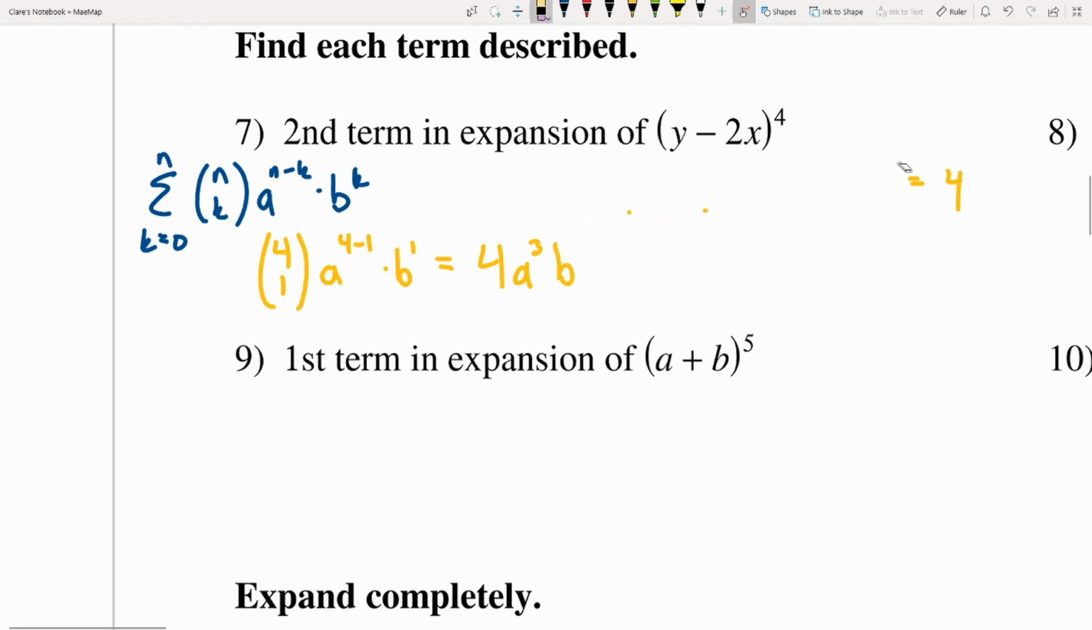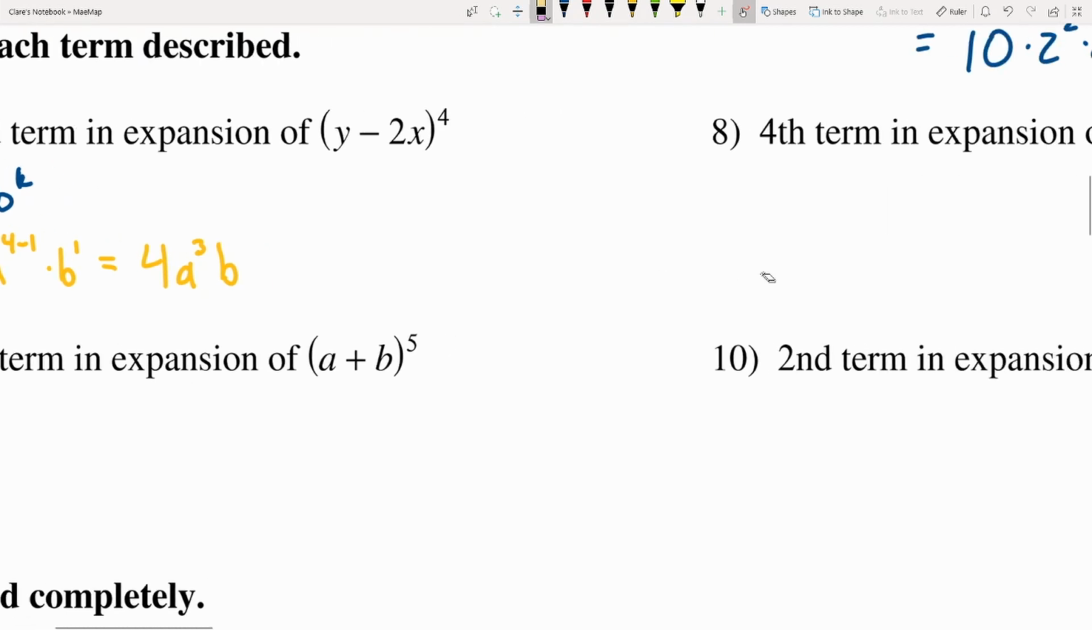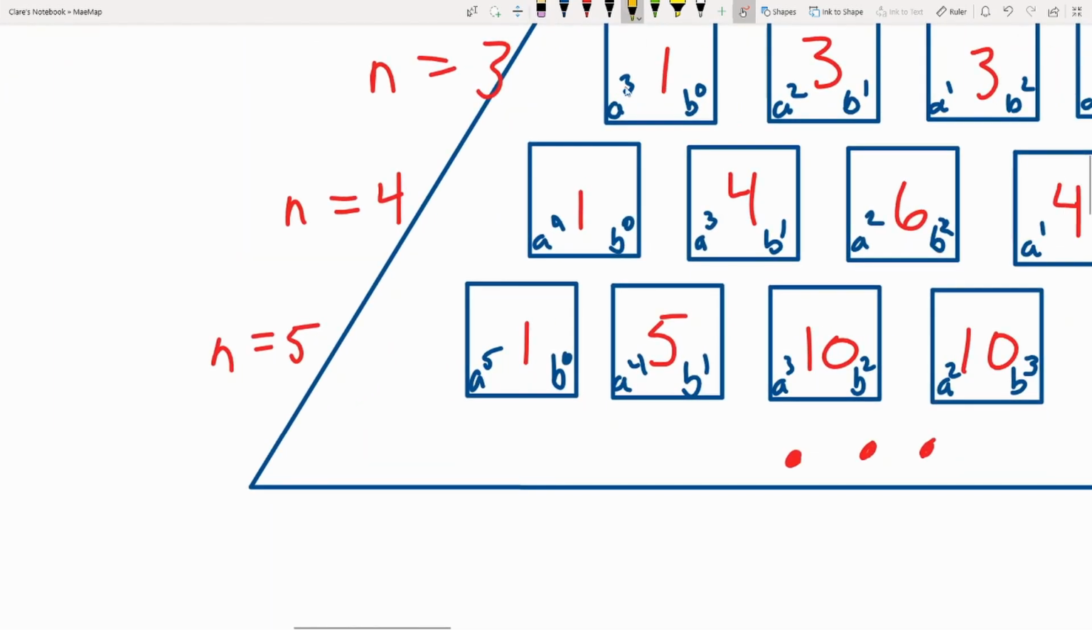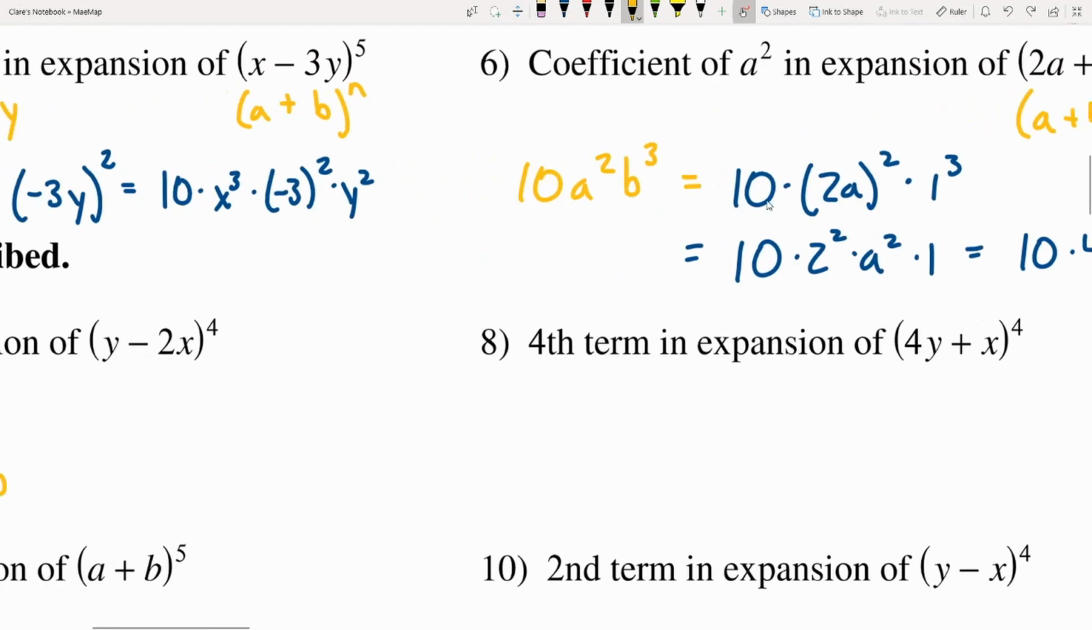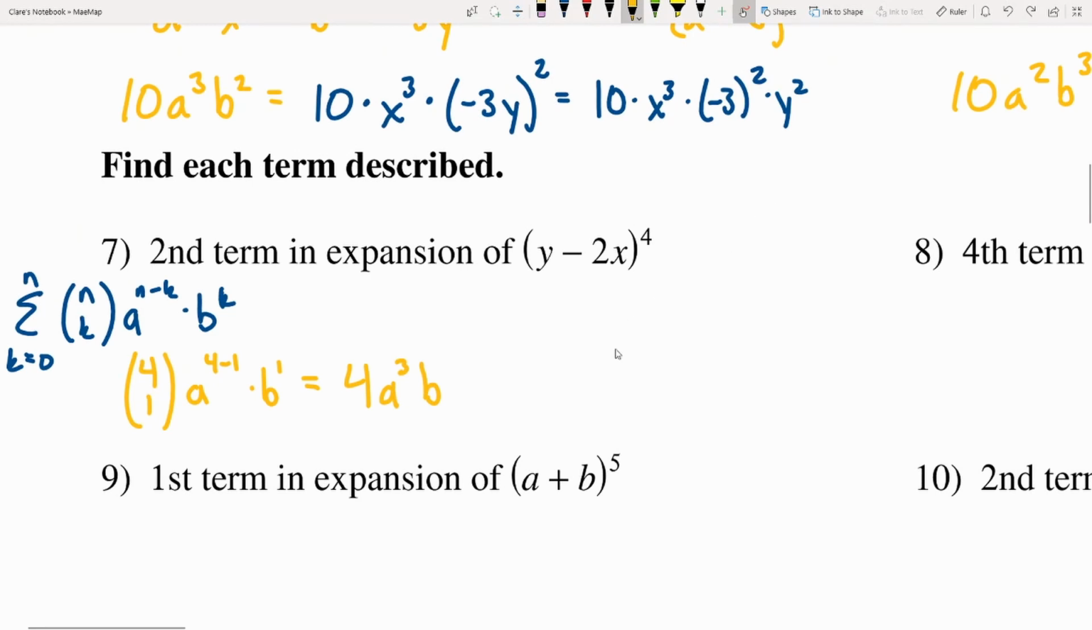And we can confirm this term with Pascal's triangle with the little extra that we added for the a's and b's. So when I have a degree of n equals 4, here's my first term, and here is my second term, moving left to right. And those get added together, remember. So I have 4a cubed b, which is exactly what I got in number 7, using my binomial theorem formula.